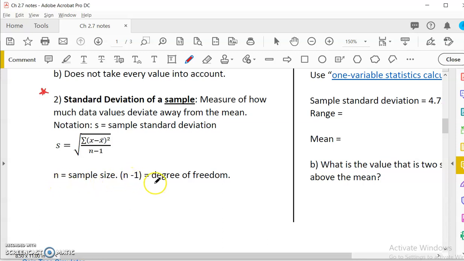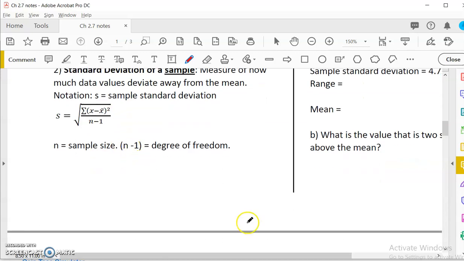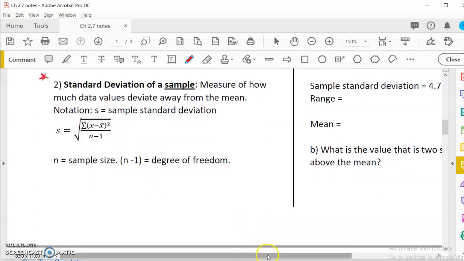N minus 1 has a special name. It's called degrees of freedom. There are numerous discussions on why we divide by n minus 1, but not n. It has to do with the fact that if you know the first n minus 1 numbers, the last number is pretty much fixed and doesn't have freedom. So that's why n minus 1 is the degrees of freedom. It's kind of difficult to understand, but you can Google and read about why they divide by n minus 1. So this is called the standard deviation.